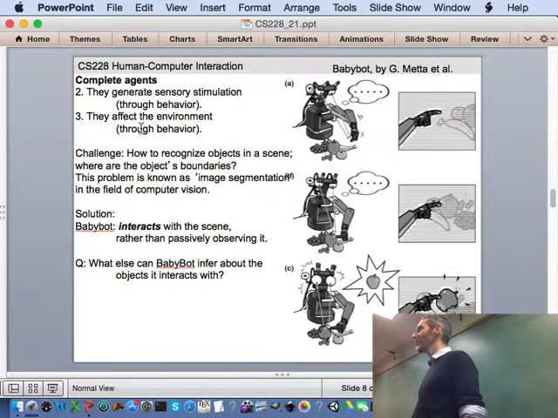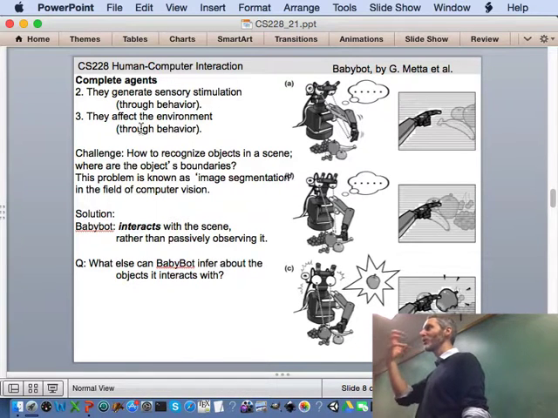What else could BabyBot start to learn about these objects? I guess how shape would affect movement. How shape affects movement. So BabyBot is named BabyBot for a reason. It's supposed to act like a baby. What else do babies do? They do a lot of this. What else do they do to try and learn about their environments? They put things in their mouths, right?